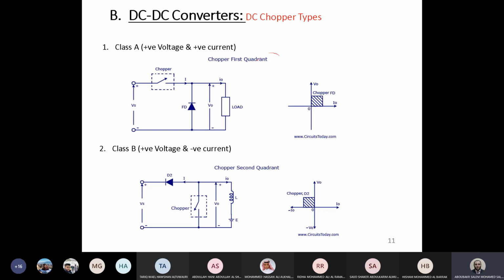Firstly, for the DC chopper, guys, we have many circuits. We have class A, where in class A we have positive voltage and current. This is the circuit of class A, and this is the output quadrant. Okay. We have also class B, where you have positive voltage and negative current like that, which can be used in the regenerative mode for any supply, but just during that mode.